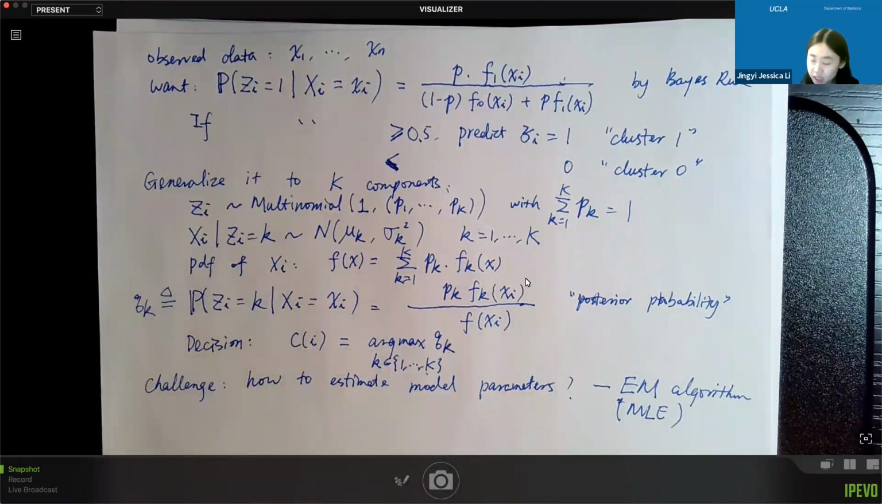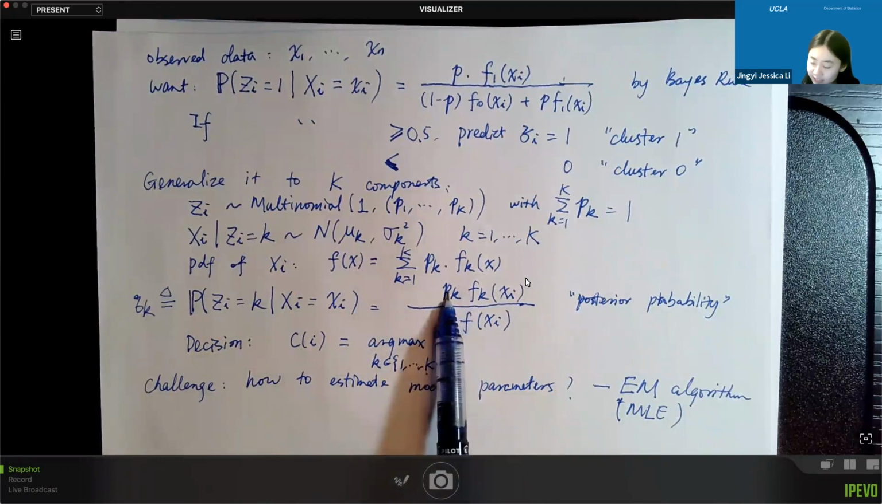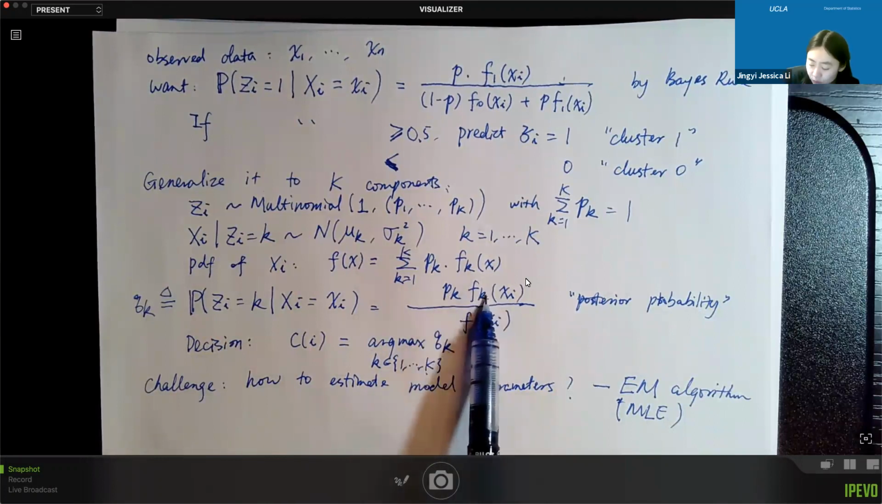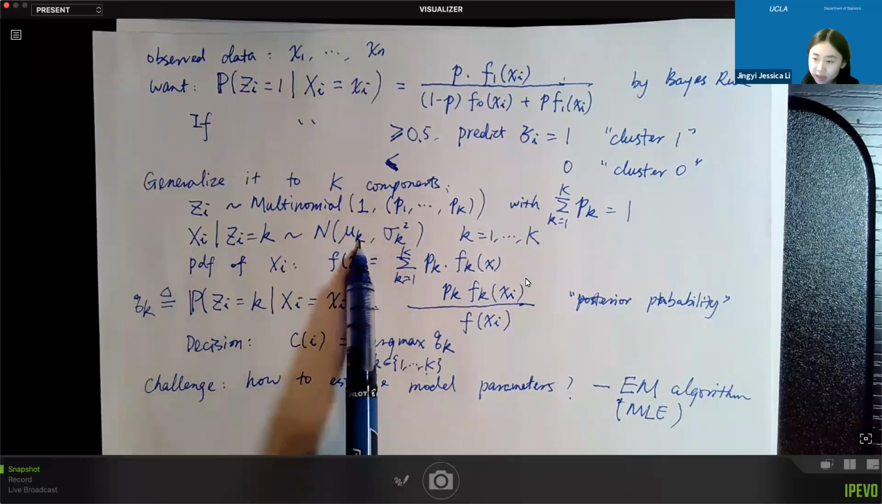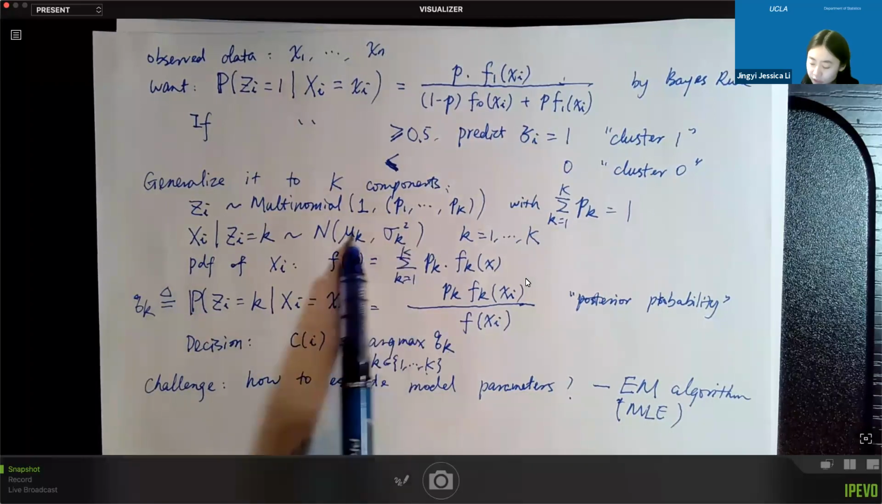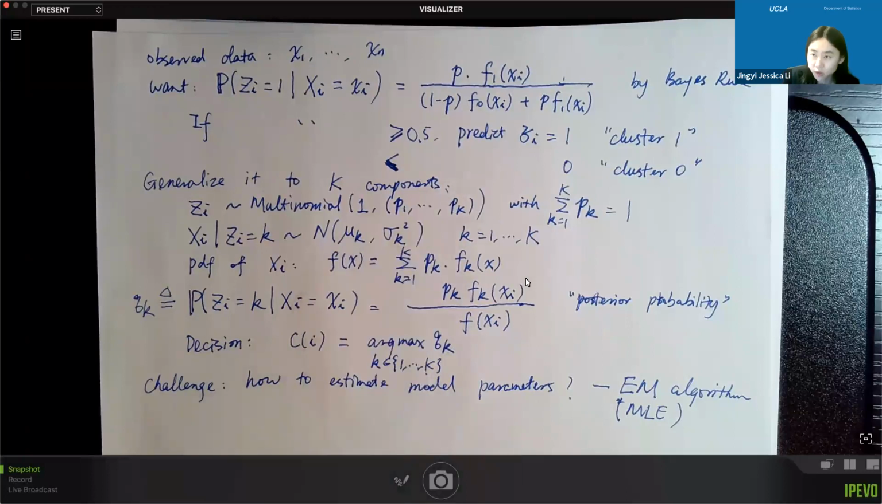But the challenge here is how can we estimate the model parameters? If we cannot do that, then we will not be able to compute this Qk, because pk is a parameter, and each fk involves two parameters, the mu k and sigma k squared. We can only compute this when we know those parameter values, but we don't. Then we need to estimate those parameter values from our data. So that amounts to a parameter estimation problem, or we say it's a model fitting problem.